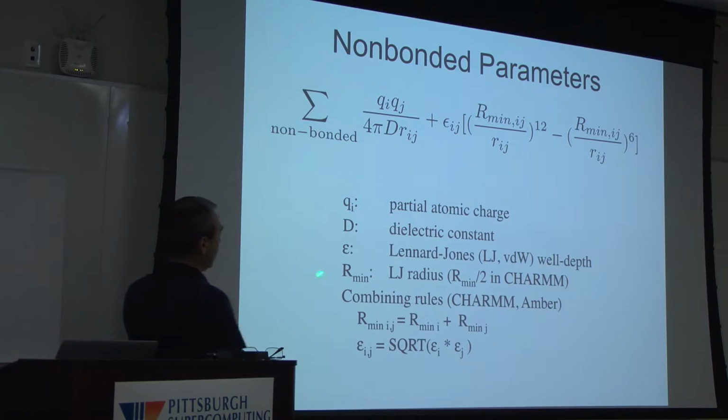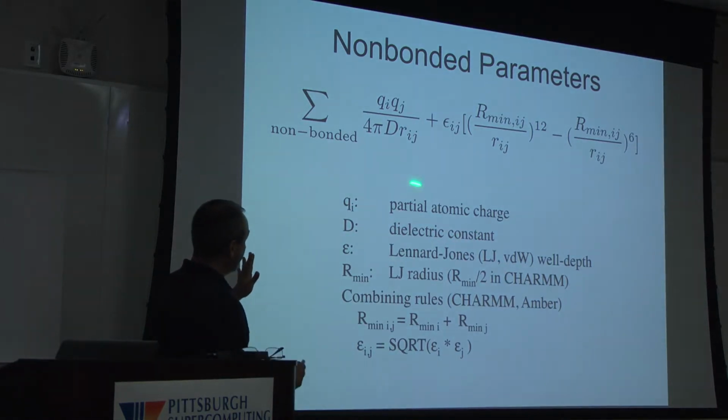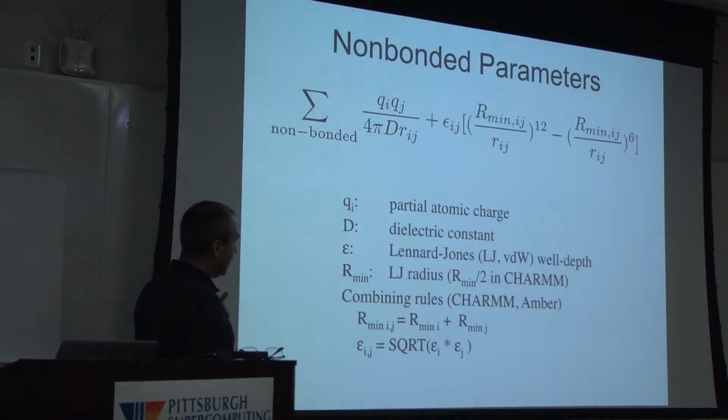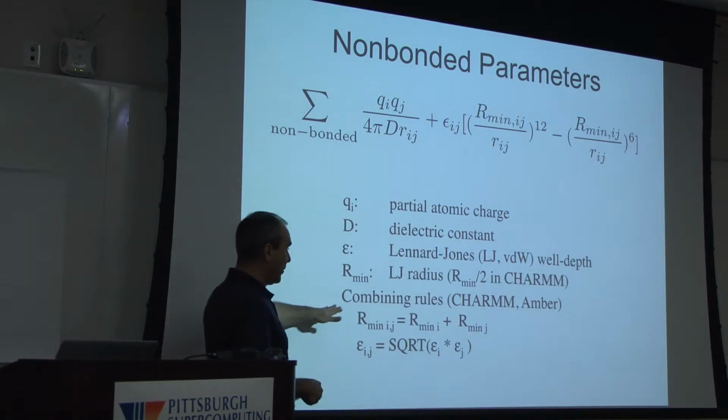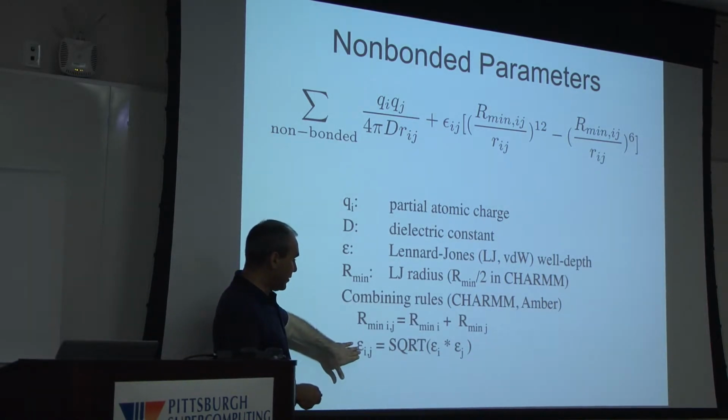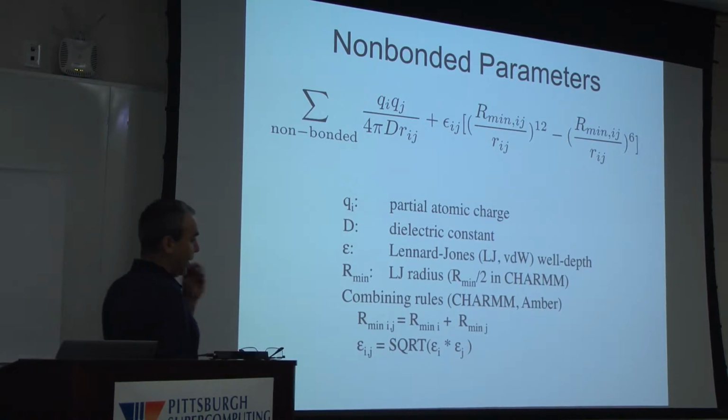OK, so that's for the electrostatic. So now if we go to the Lennard-Jones part, we have pairwise interaction. So we have to define these parameters for pairs of atoms. The way it's done is we have this epsilon ij. We are going to define epsilon i and epsilon j for each atom type separately and use the combination rule to have these pairwise parameters.